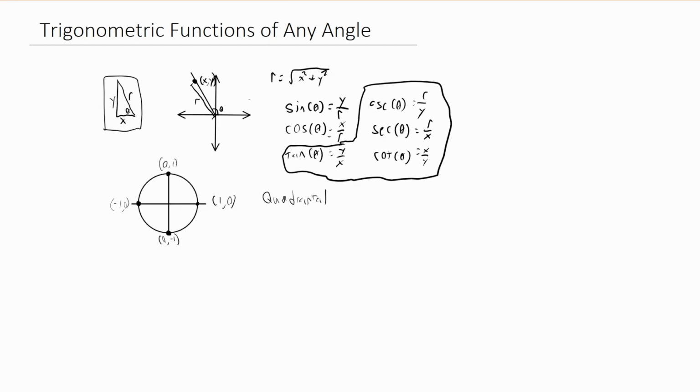So if we look at 1 comma 0, our x value is 1. So that means cosine of theta equals 1. Sine of theta equals 0. Some of these other trig functions aren't going to be defined. Tangent is simply y over x, or 0 divided by 1, which is just going to be 0. But cotangent is 1 divided by 0. So cotangent, on the other hand, of theta is going to be undefined.